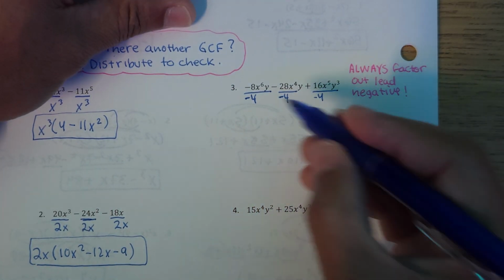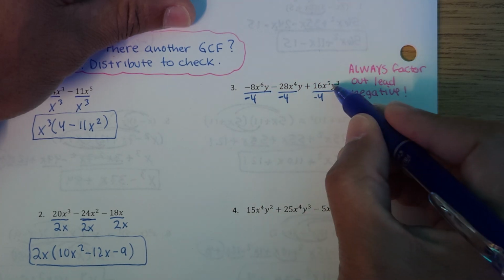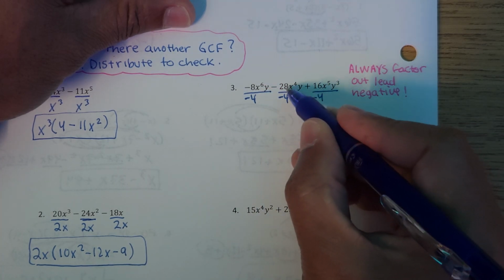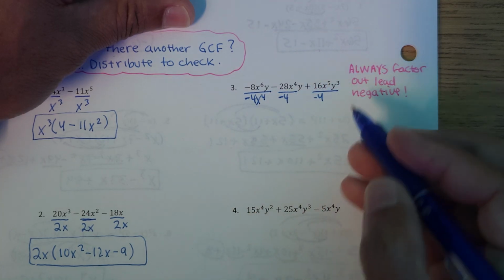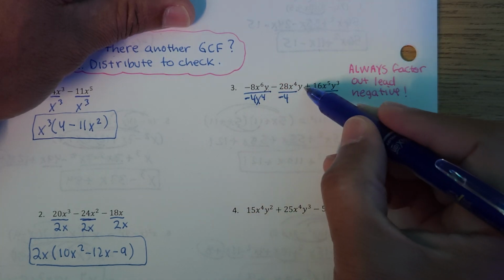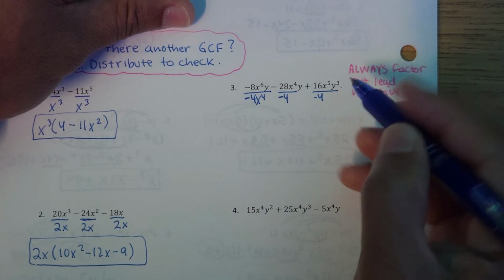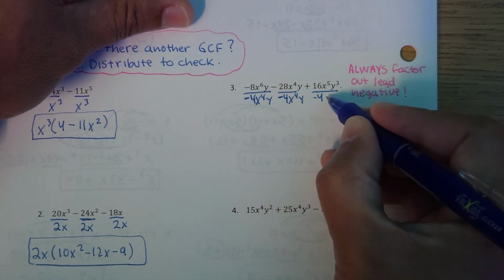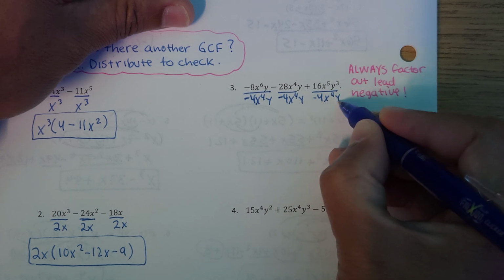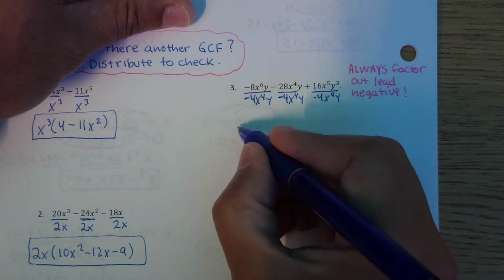And then when it comes to the variables, this is x to the 6th, x to the 4th, x to the 5th. So this is the smallest of the powers. So that means I can factor out x to the 4th. And they also have in common y, y, y, and this is y to the 3rd. So I can also factor out y to the 1st power. So x to the 4th and y to the 1st. So then this is the GCF.